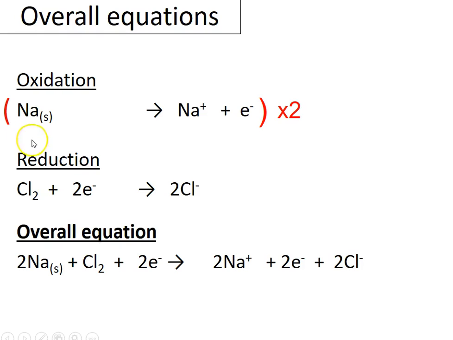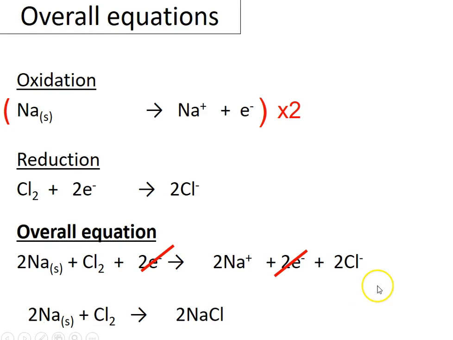So 2 sodium and then the chlorine and the electrons, and then everything on the right, all the products together, so 2 sodium and 2 electrons, and then the 2 chlorine. Then you tidy it up, get rid of whatever's the same on both sides, and then you can put this together and write it as a salt. So you've got sodium, 2 chlorine ions, 2 sodium ions. You can write it together as a solid salt. I've left the state off there.